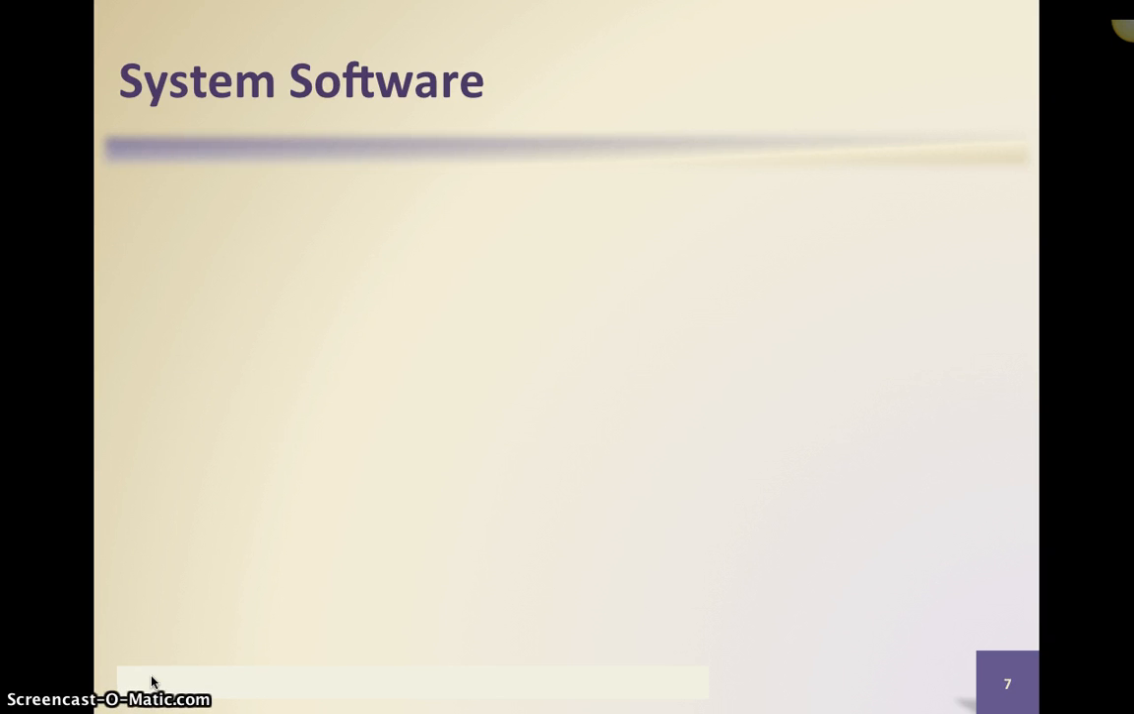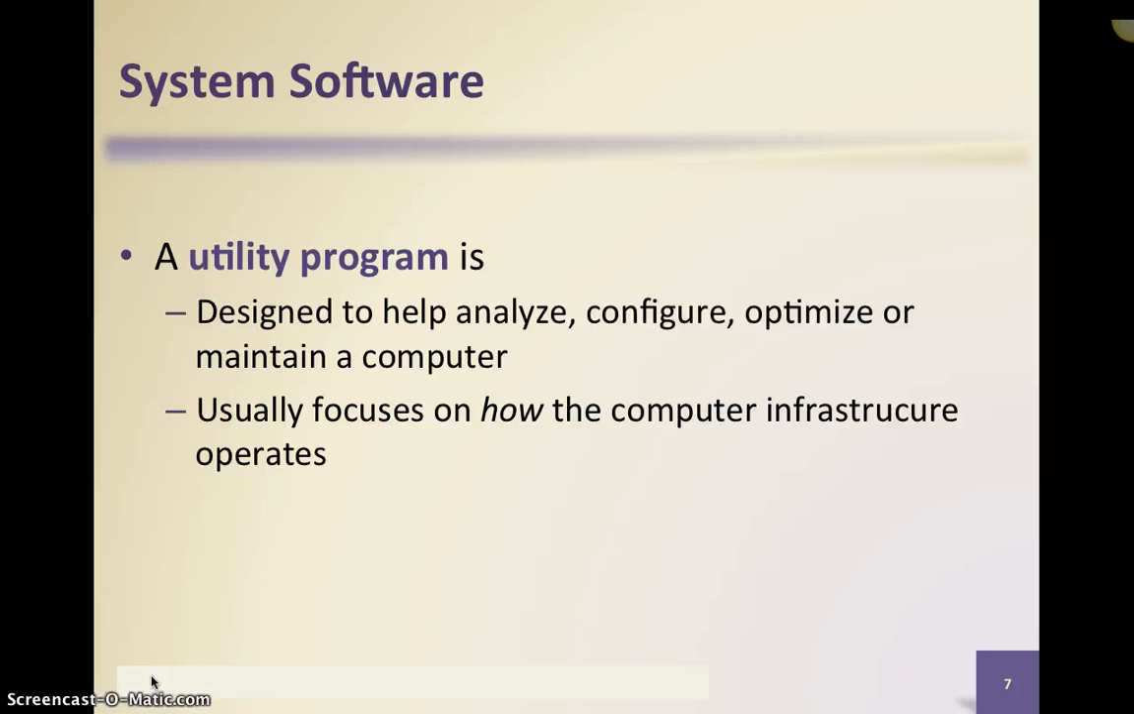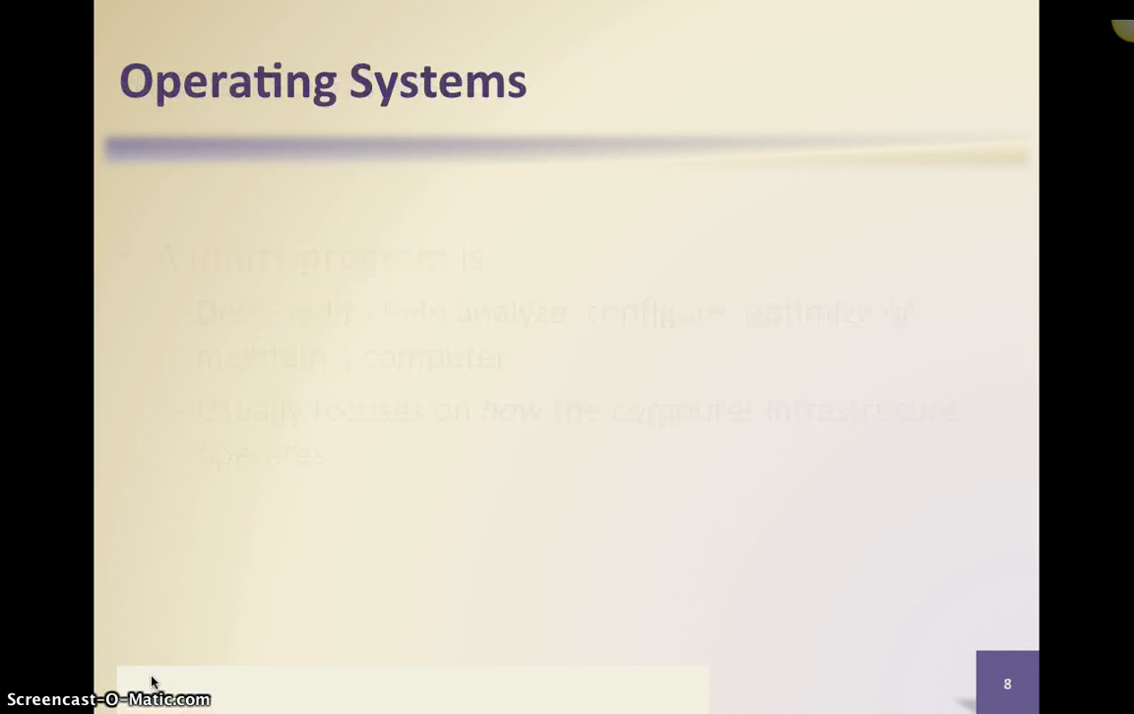A system utility or a utility program, on the other hand, helps to analyze, configure, optimize, and maintain a computer. In other words, it's what helps your computer run more effectively and efficiently. The utility program is more focused on how the computer is operating, not specifically what it is doing. That's the job of the operating system.